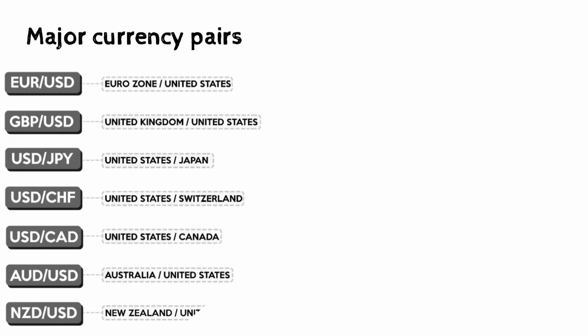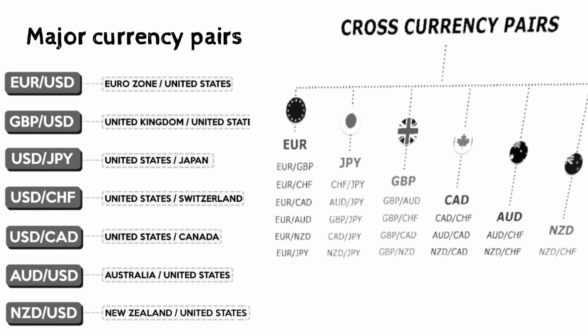The US dollar is always one of the major currency pairs. The US dollar is not included in cross-currency pairs. Minors are another term for crosses that use any of the main currencies. One major currency and one currency from an emerging market make up exotic currency pairs.